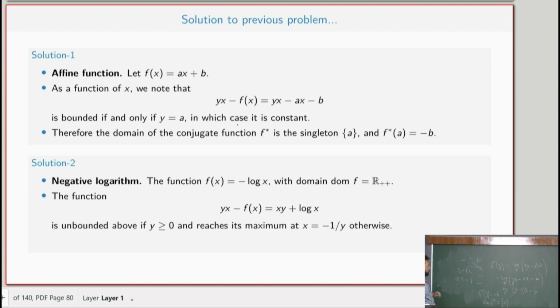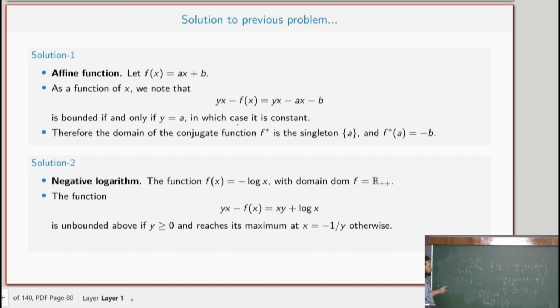If y is greater than or equal to 0, it will go to infinity if you take the supremum over x, which seems to be correct, because this guy will dominate over log x. If y is 0, then obviously log x blows up anyway, although it goes slowly, but it does blow up to infinity as x tends to infinity. And if y is strictly positive, then obviously x I can take very large, and this guy overall completely goes to infinity. So y greater than or equal to 0 is out of the question.